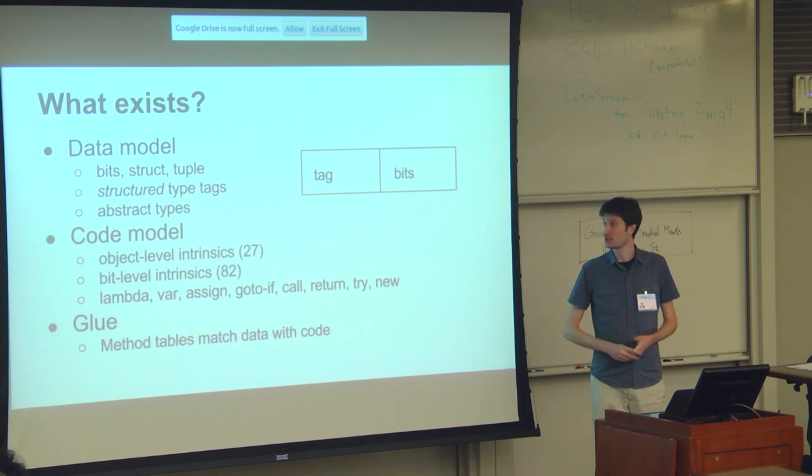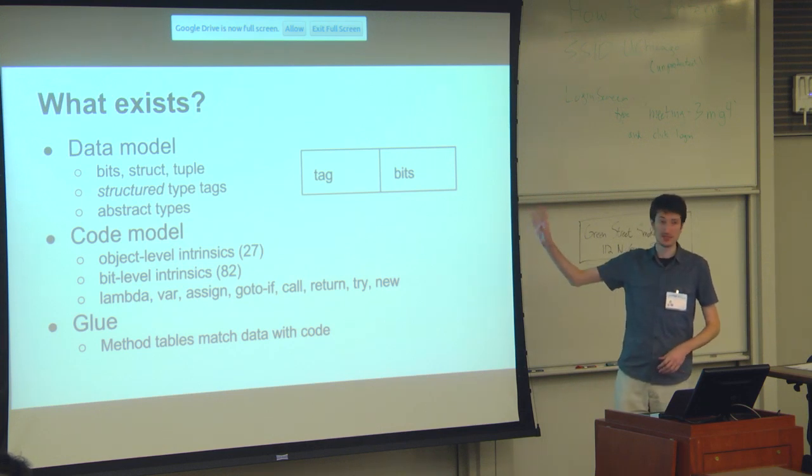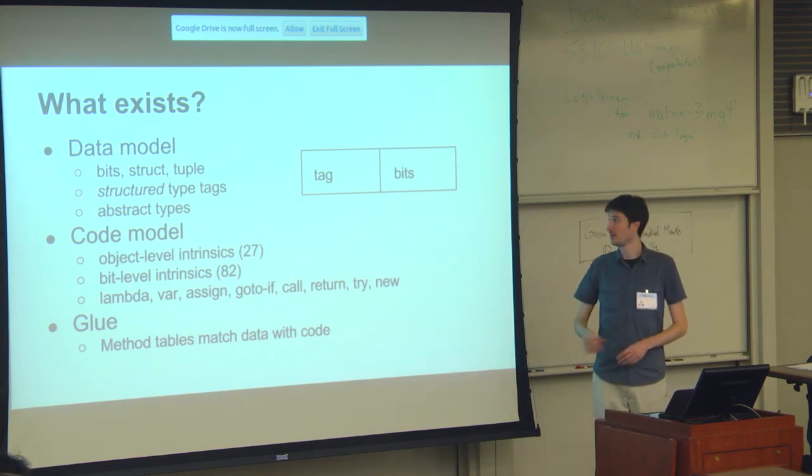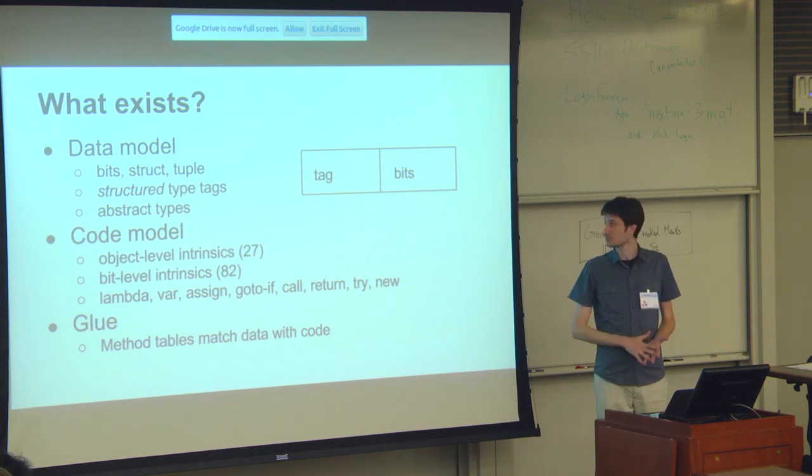So you have bits, structs, tuples. Basically every value has this duality. There are basically two parts to everything. There's some bits, which is just sort of arbitrary data, and then there's a tag. And the key thing about the tag is that it's structured. It has a known structure and meaning, properties that the system knows about.